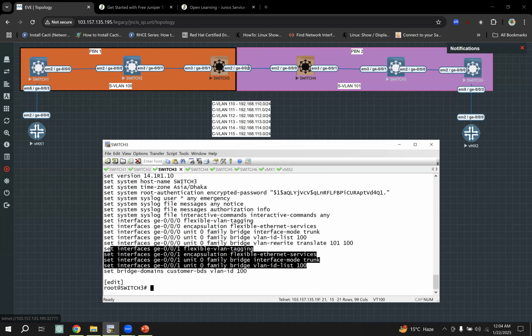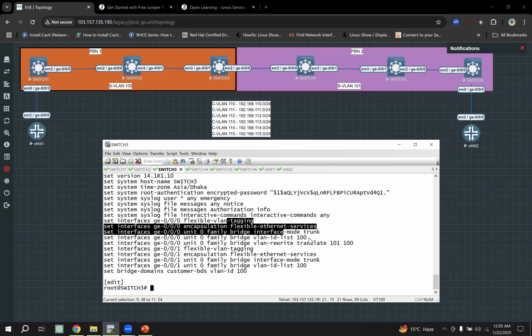But in switch 3, the outgoing interface is Z0 by 0 by 0. Basically the task is the same. The interface is trunk, allowing the VLAN ID, but the difference is the multiple service provider. Consider in switch 4, they are getting VLAN ID 101 as an inner VLAN, because the provider bridge uses VLAN ID 101.